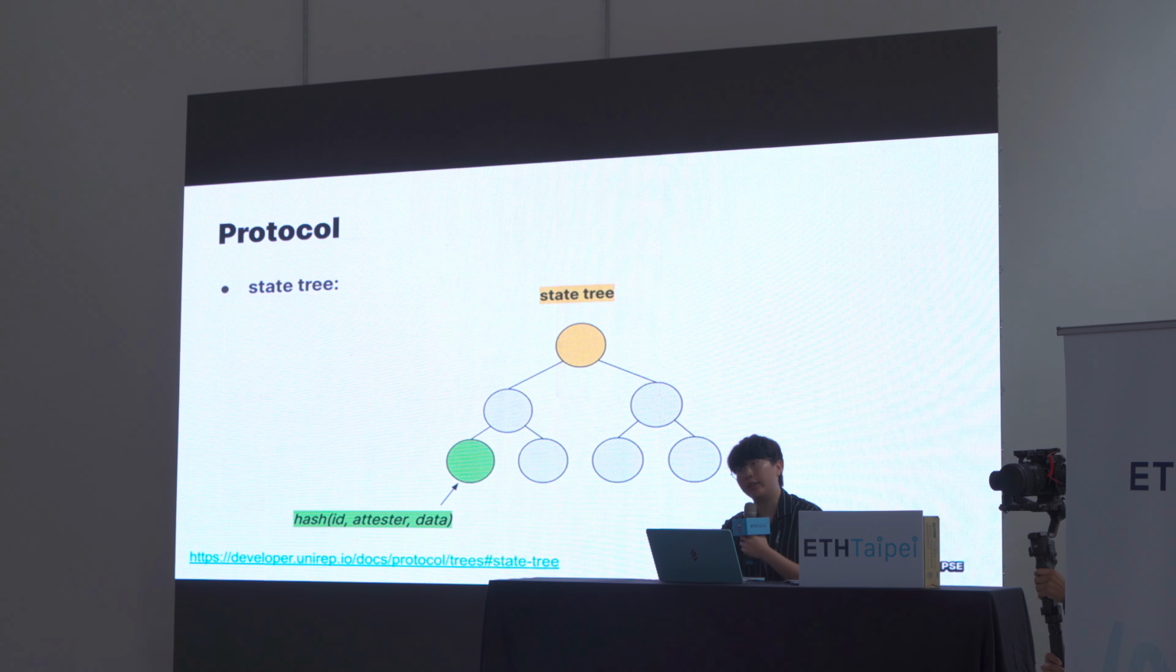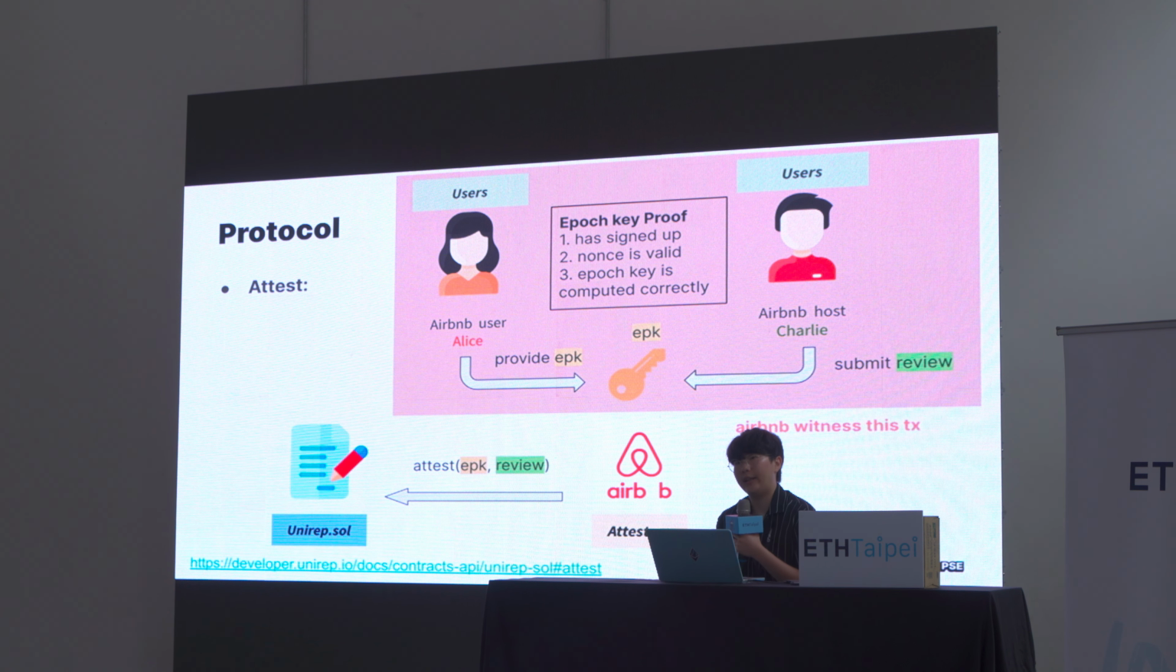And after the user signs up, how can the user receive data or attestations from Airbnb? First the user should generate his own epoch key, and to make sure this epoch key is generated correctly, it is not a random number. We also force the users to use an epoch key ZK proof to prove that the user has already signed up, the nonce is valid, and the epoch key is hashed correctly.